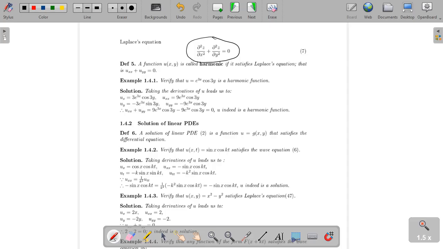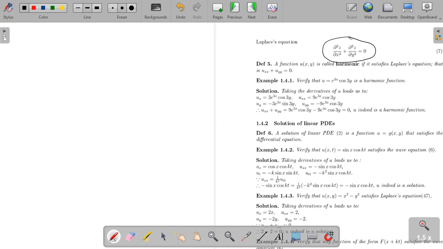They can ask you to verify if a particular equation is harmonic. And what do you do? Once that equation satisfies the Laplace equation, then it is harmonic. Okay, so now let us solve this particular example. This example they gave us, they say we should verify if u, which is equal to exponential 3x cos 3y, is harmonic. How do we know if it is harmonic? It must satisfy the Laplace equation.